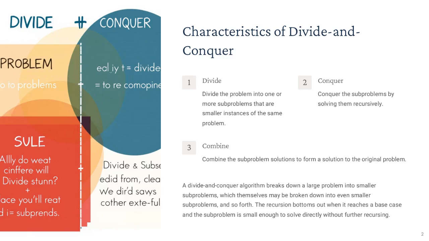Divide and conquer algorithms share 3 defining characteristics: divide, conquer, and combine. First, the problem is divided into smaller instances, such as subarrays in sorting or submatrices in matrix multiplication. Second, these subproblems are solved recursively, leveraging the structure of the problem. Finally, the solutions are combined into a single output, reflecting the solution to the original problem.